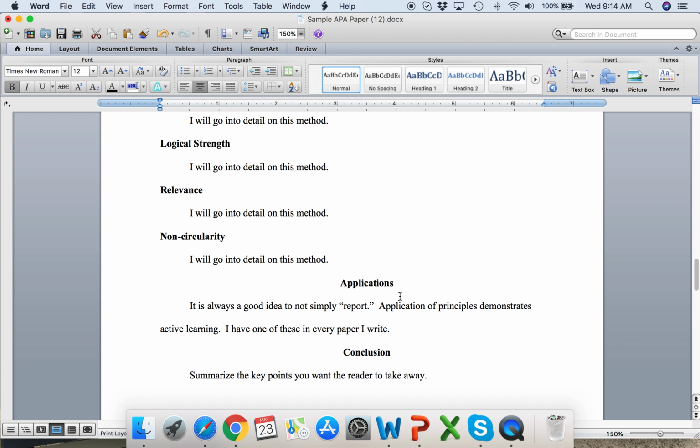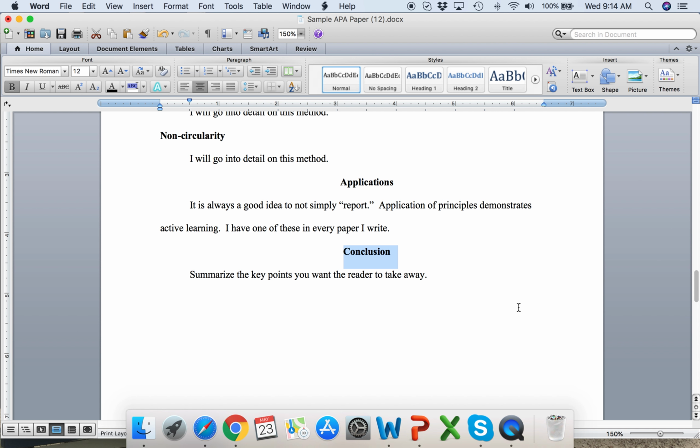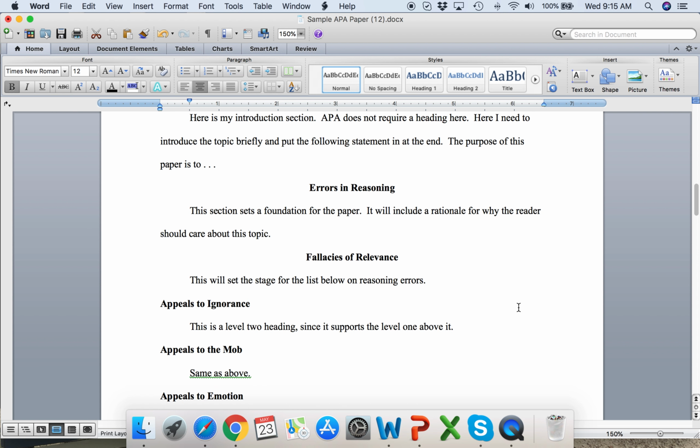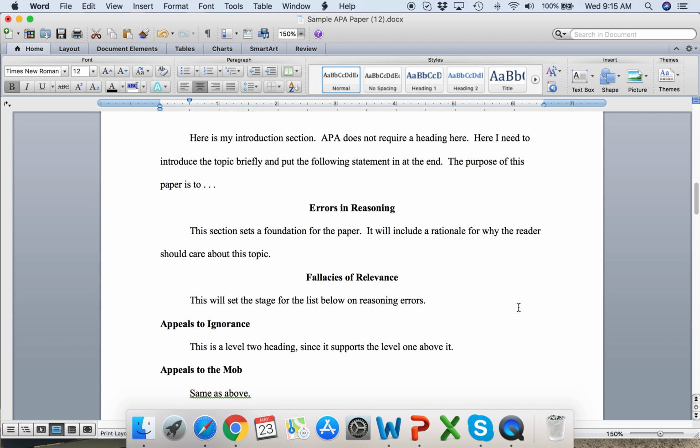Okay? And then in every paper that I think I've ever written, there's always a section, whether the professor asks for it or not, for applications. That's where I like to put real world examples and real world ideas that really apply the principles that you talked about. And then finally, there is a conclusion. The conclusion will summarize the key points that you want the reader to take away. To me, those are the key outline, if you will, for this paper.